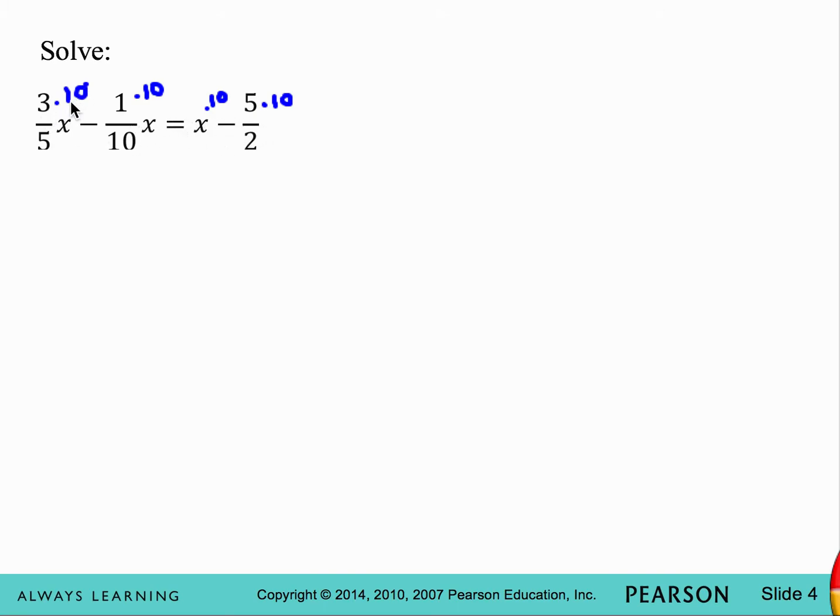Now right here, 10 divided by 5 is 2. So this is really 3 times 2 times x. 10 divided by 10 is 1, so they just completely cancel out. So it's negative 1 times 1, or negative 1x. And now there's no denominator to divide, so I've just got 10x, 10 times x. 10 divided by 2 is 5, so this is negative 5 times 5.